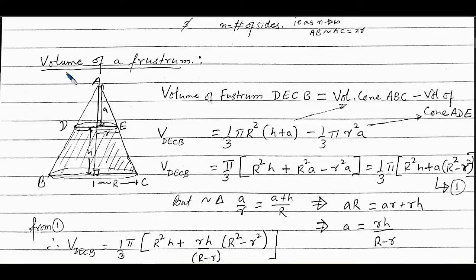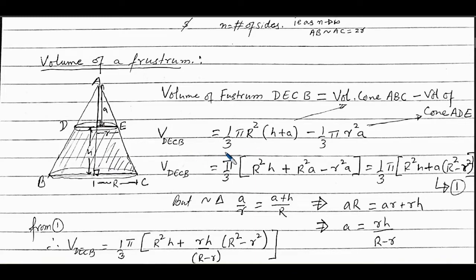Now let us talk about the volume of a frustum. This is the frustum, the shaded region. So you chop off the cone, and you get the volume of the frustum. So the volume of the frustum DEBC is the volume of the big cone minus the volume of the small cone. Now this is very simple.